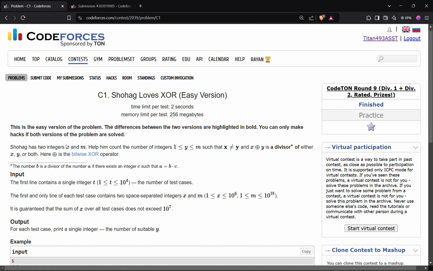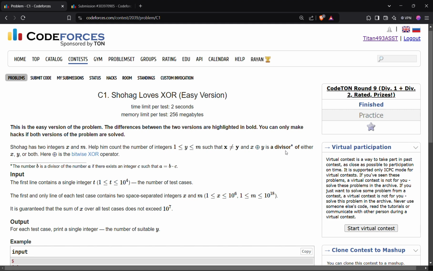Shohag has two integers x and m, and we have to help him count the number of integers y such that it is between 1 and m, both inclusive, and y is not equal to x, and x XOR y is a divisor of either x or y or both.